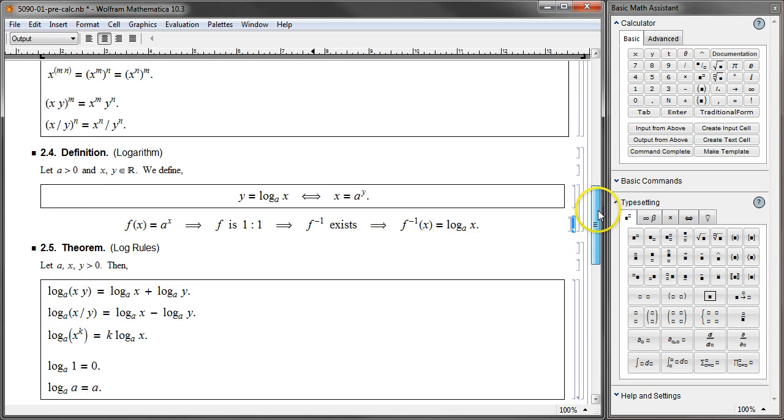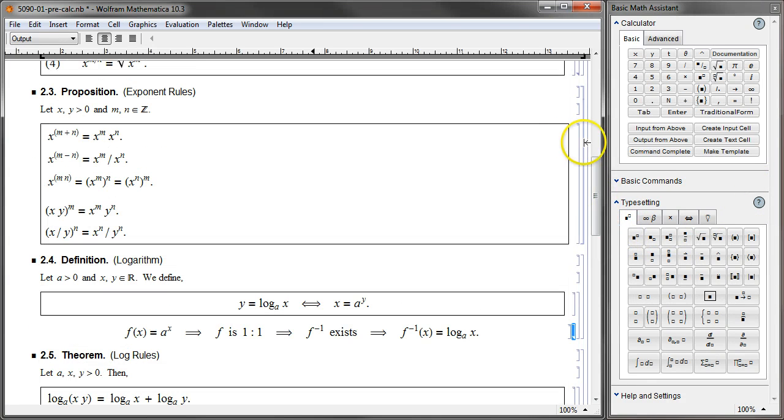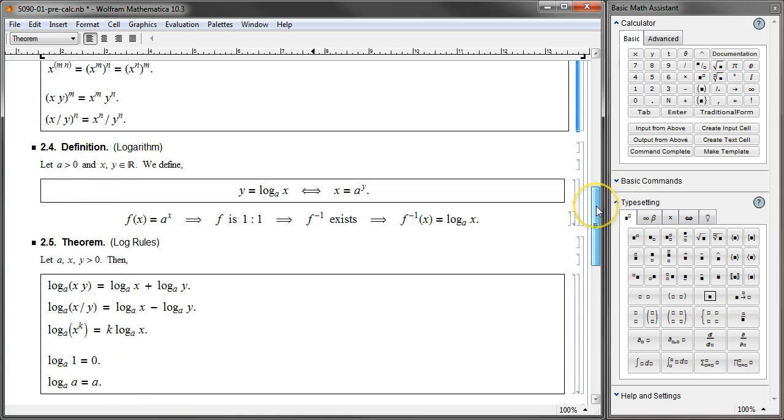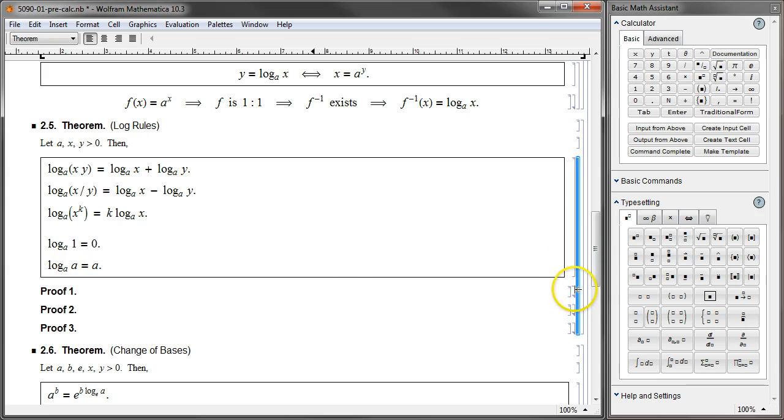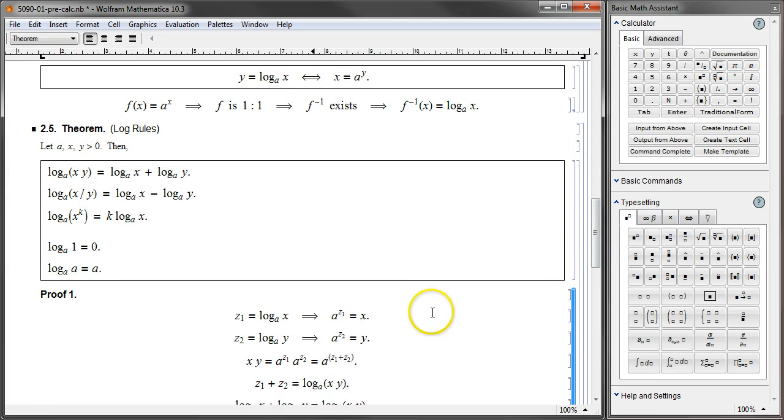Alright, and then let's go over to the log rules. We have these log rules, everybody knows that, but how do we prove those using the exponent rules over here? Well, that's something we are going to do. Alright, let's do the first one here. We're going to name log a of x as z1 and log a of y as z2. Consequently, we're going to have this expression.